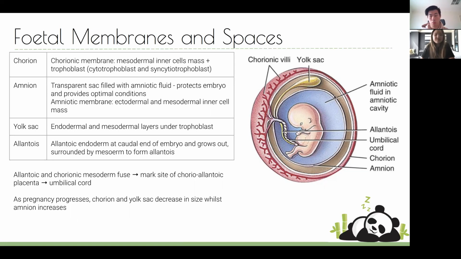I'm not sure how to say that word. But essentially that starts at the caudal end of the embryo and grows out. And then it's surrounded by mesoderm to form the allantois. And that fuses with your chorionic mesoderm over here. So your innermost and your outermost layer fuse, and that forms the umbilical cord. And then as a pregnancy progresses, the chorion and yolk sac decrease in size whilst the amnion increases.